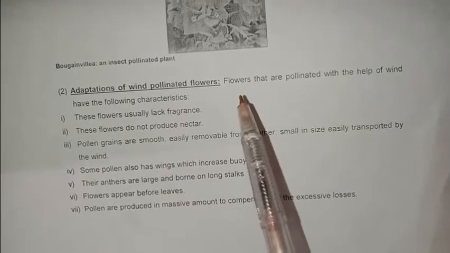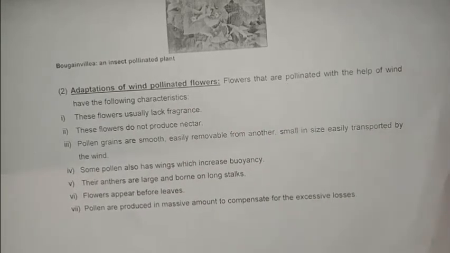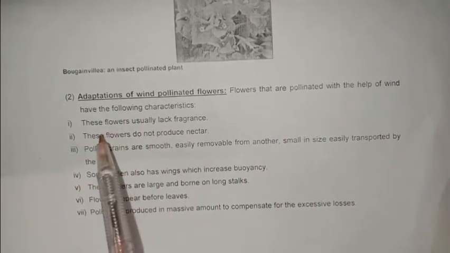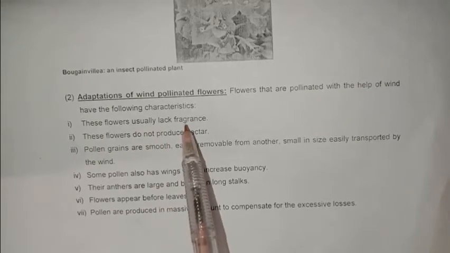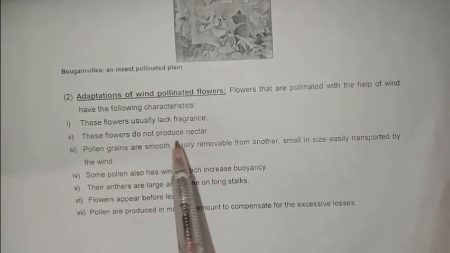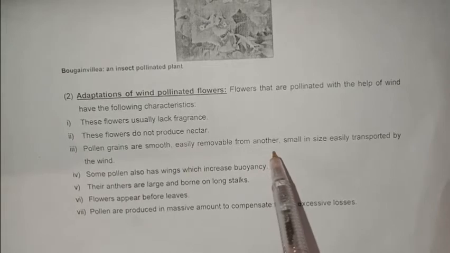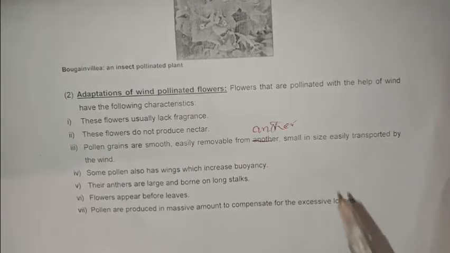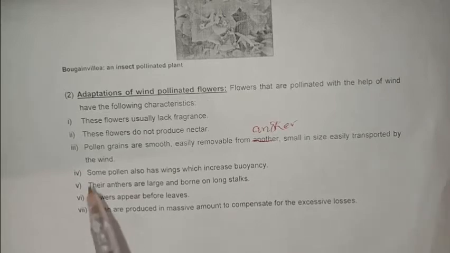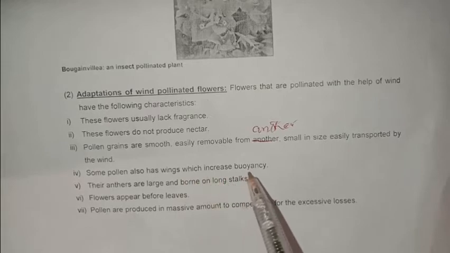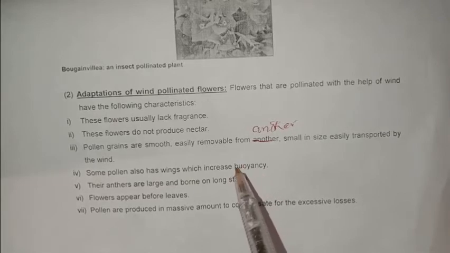Adaptation for wind pollinated flowers. Flowers that are pollinated with the help of wind have the following characteristics. These flowers usually lack fragrance or pleasant smell. The flowers do not produce nectar; nectar is absent. Pollen grains are smooth, easily removable from the anther, small in size, and easily transported by the wind. Some pollen also has wings which increase buoyancy. Buoyancy means the balance that keeps the pollen grain floating in the wind.